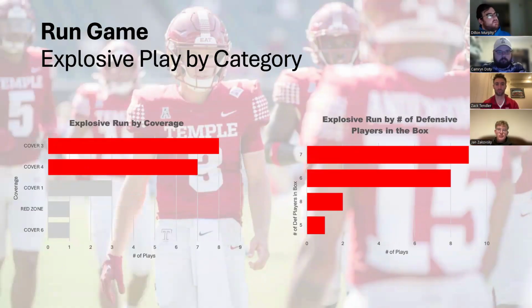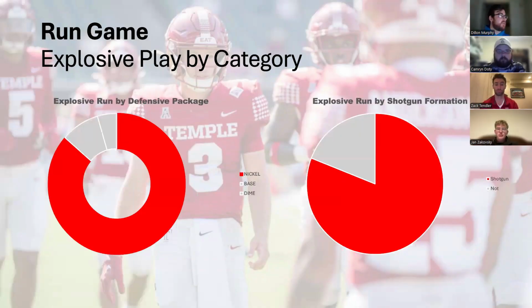Then we moved to what the defense was giving us. So explosive run by coverage, cover three and cover four seemed to be the defenses where we were most likely to have an explosive run. And similarly, when there were six or seven players in the box, that was when there were the most explosive runs, compared to when there were more people in the box, eight or nine, and also fewer players in the box, five.